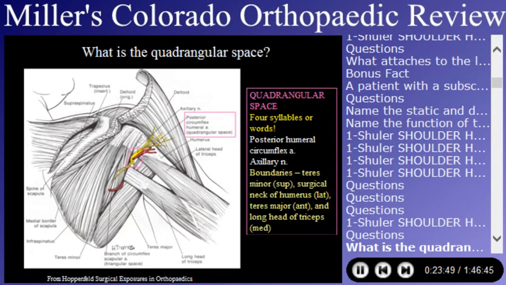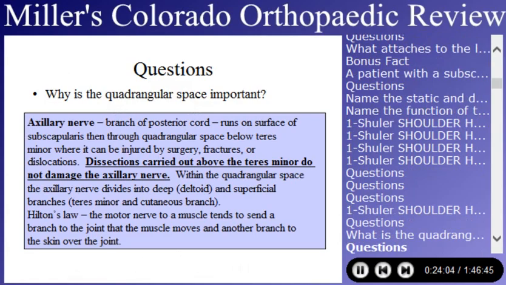Quadrangular space, shown here in diagram. Remember 4 syllables or 4 words? That's the easy way I remember that. Posterior humeral circumflex artery and axillary nerve. Boundaries are shown on the diagram. Quadrangular space is important. It's just very simple. On the posterior approach, do not carry your dissection below the teres minor. You'll never enter that space.